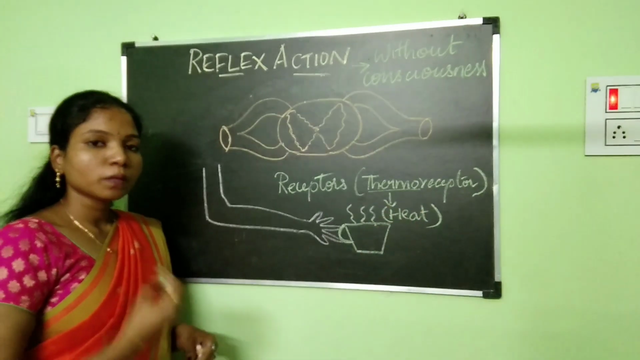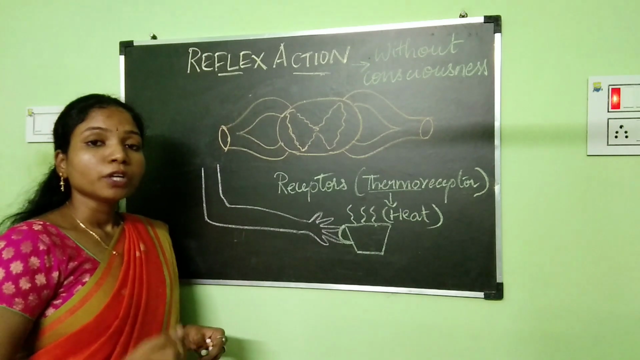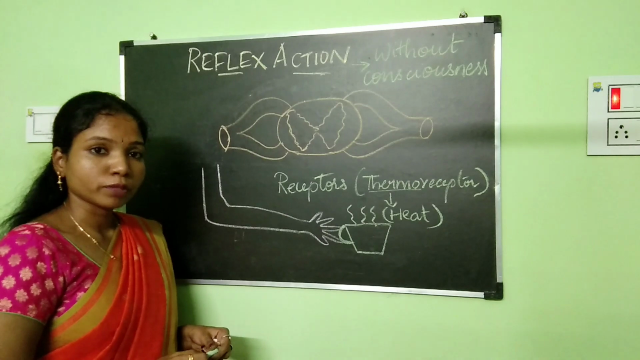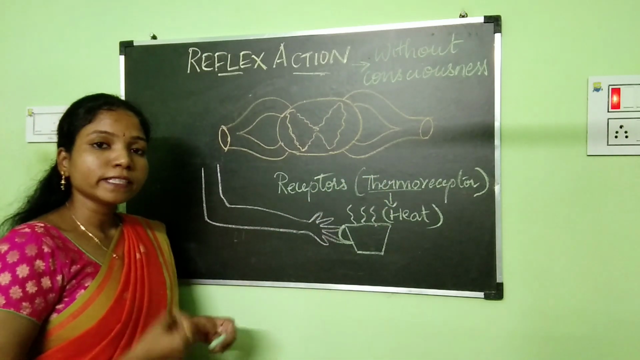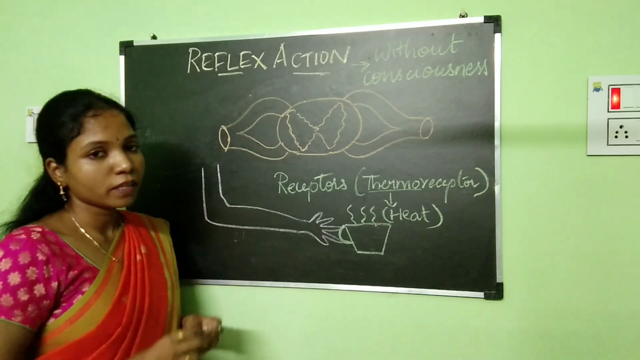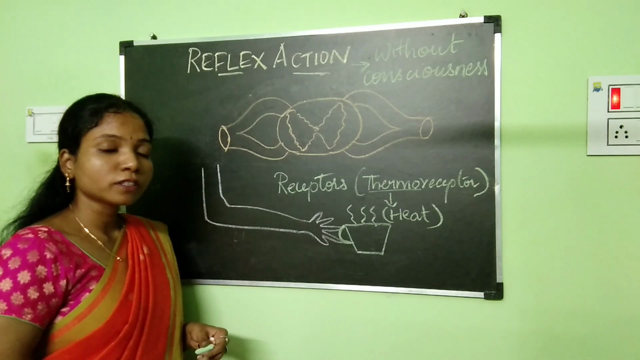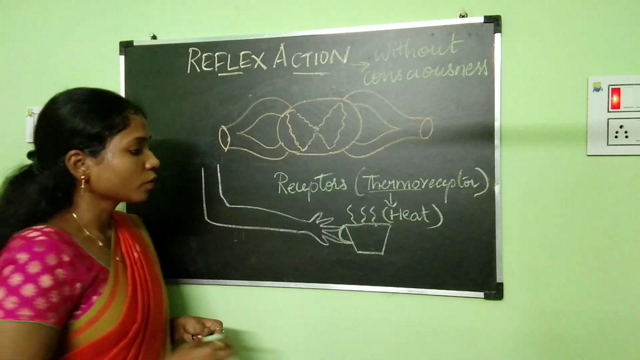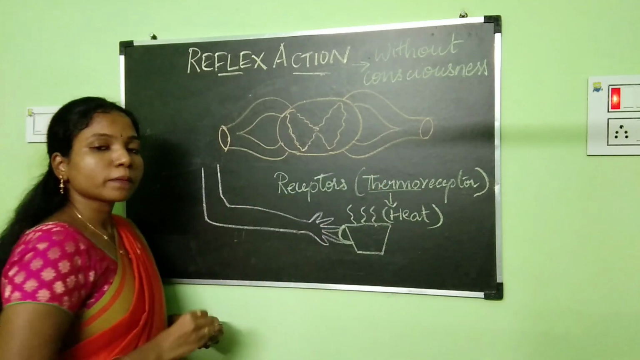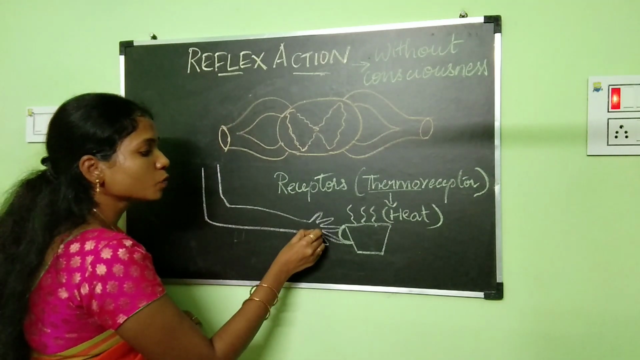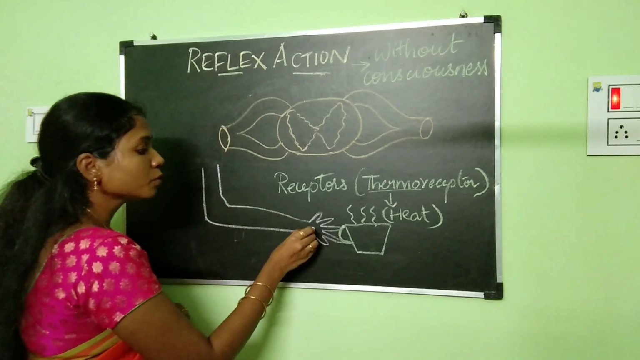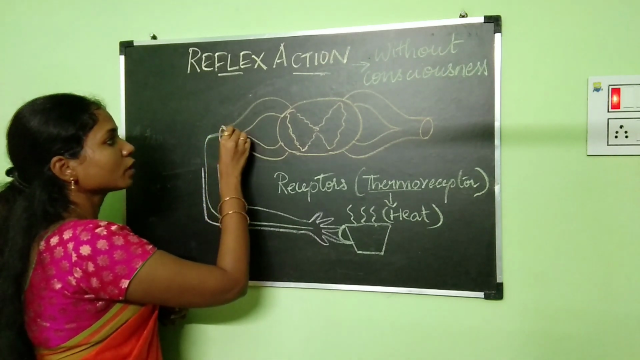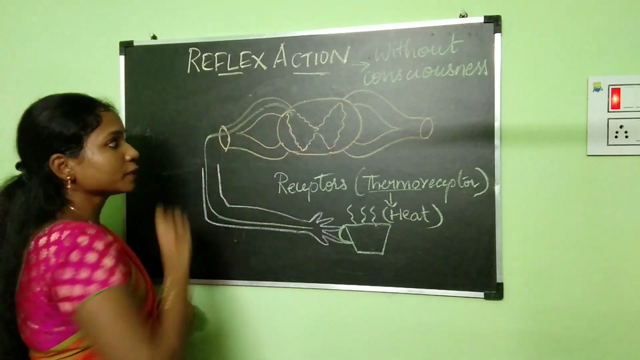So with the help of the thermoreceptors which are present in our skin, you will be able to feel the heat. Okay. So when a person touches the hot object, the thermoreceptors will sense the heat and it will trigger the sensory neurons. So what are sensory neurons? Sensory neurons are neurons which will carry the message from sense organs. Once the thermoreceptors sense the heat, the message will be sent into the spinal cord through the sensory neuron.